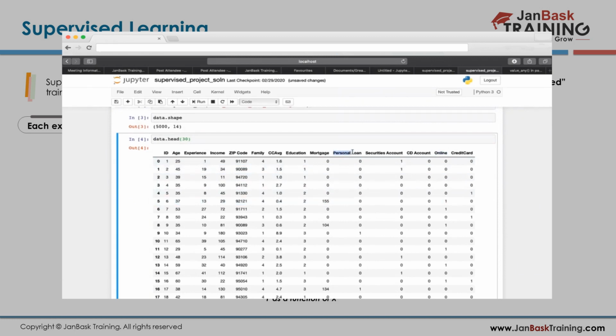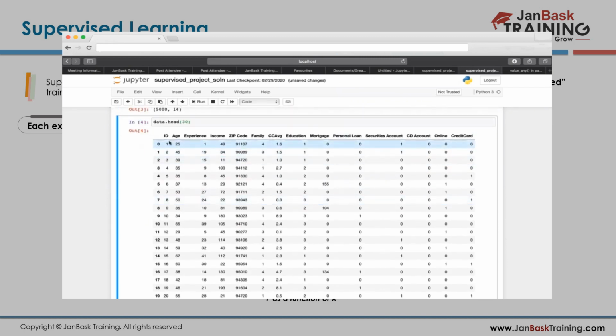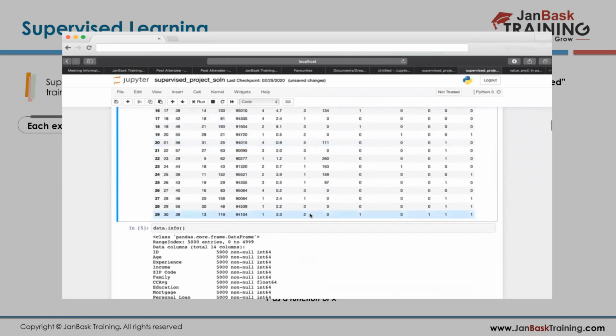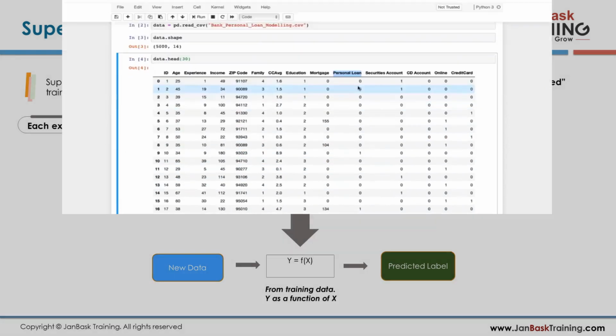Here the target column is the personal loan. It's labeled because with this ID, with this age, this person is not willing to buy, so that's why it's 0. And you see here index number 9, this person is willing to buy. Likewise, the entire data set is labeled. So that's why it's called the label data. That means your target column, this personal loan, is called the target column. This target column or label is available for the data set. That's why it's called the label data.